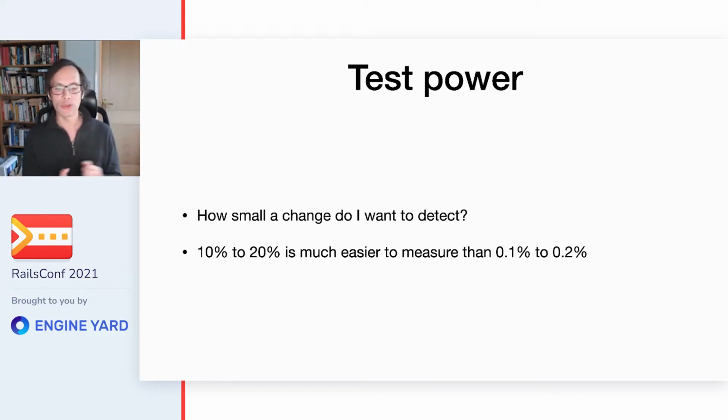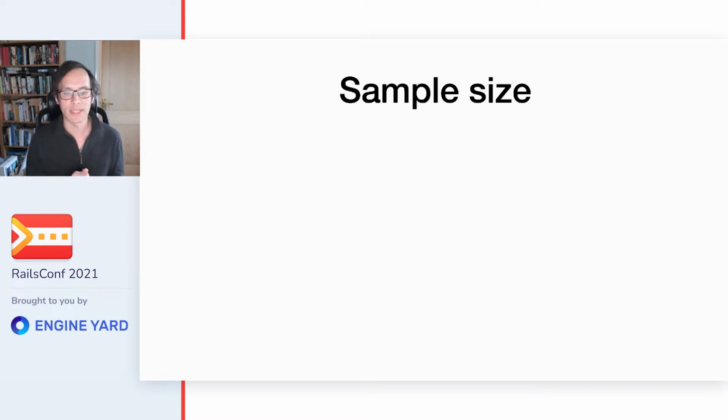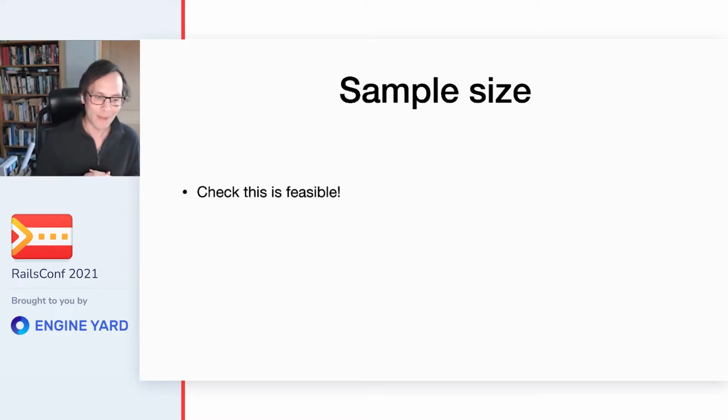I mean, if you combine these two concepts, so test power and significance, then you get to sample size. And the sample size is how many users do you need to put through your A/B test process to be able to detect a change of a certain magnitude with a certain significance level. So you do your calculations, and again, these online calculators will give you that number. The first thing you should be doing is checking whether this is feasible. If it tells you you need 1 million users and you have 1,000 users, then it's probably back to the drawing board for your test. It's not going to happen.